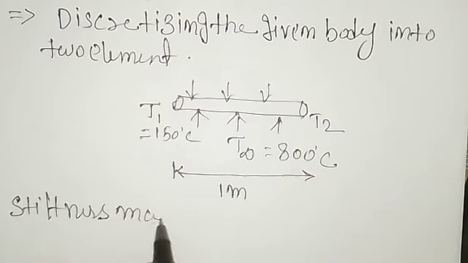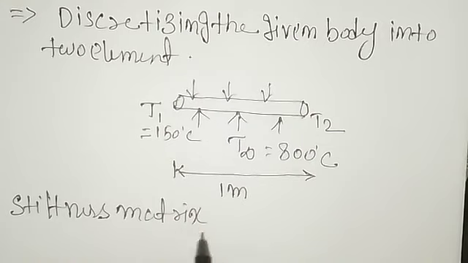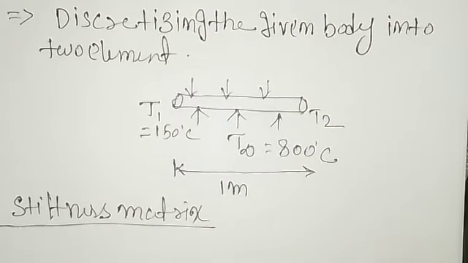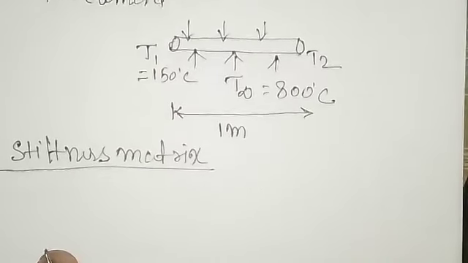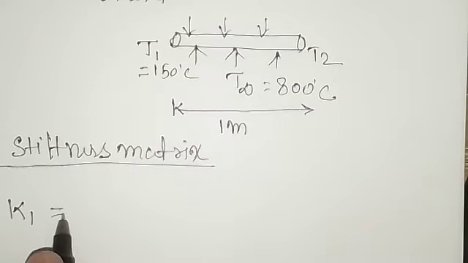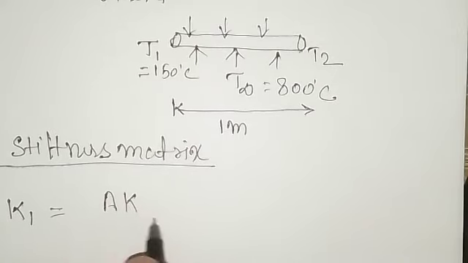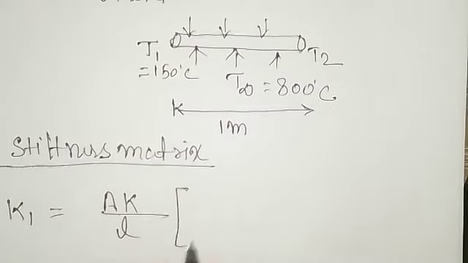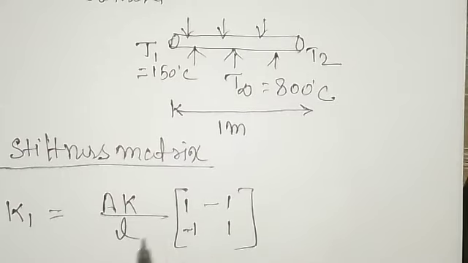matrix. As you know the stiffness matrix for conduction is K equal to AK by L times the matrix [1 -1; -1 1]. But here it is convection as well as the fin problem, right? So the stiffness matrix in this case, K1 is equal to AK by L, right? It is [1 -1; -1 1], right?